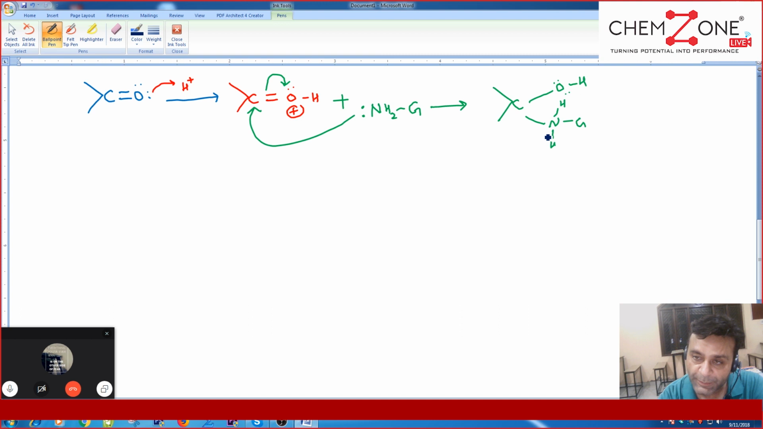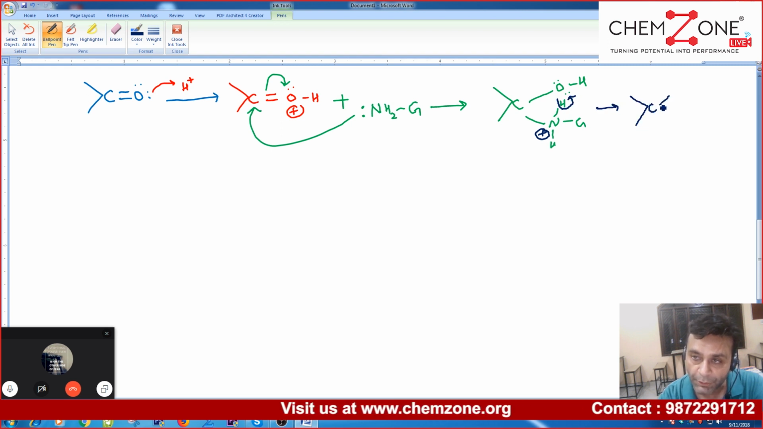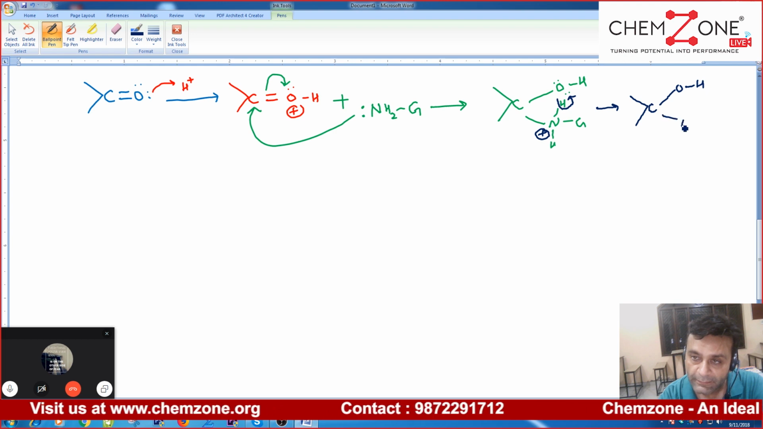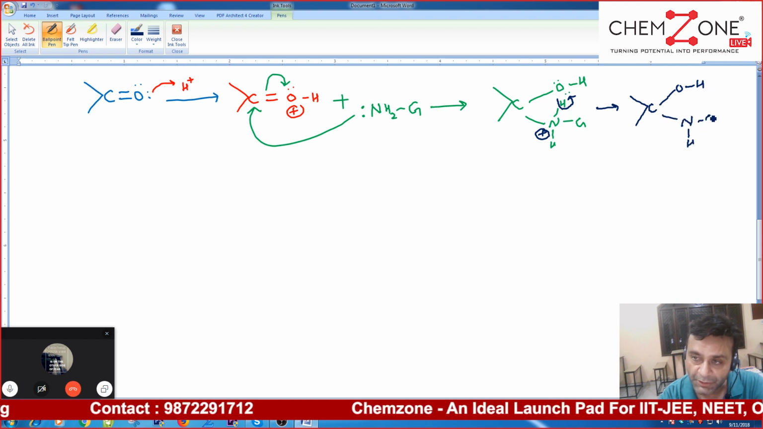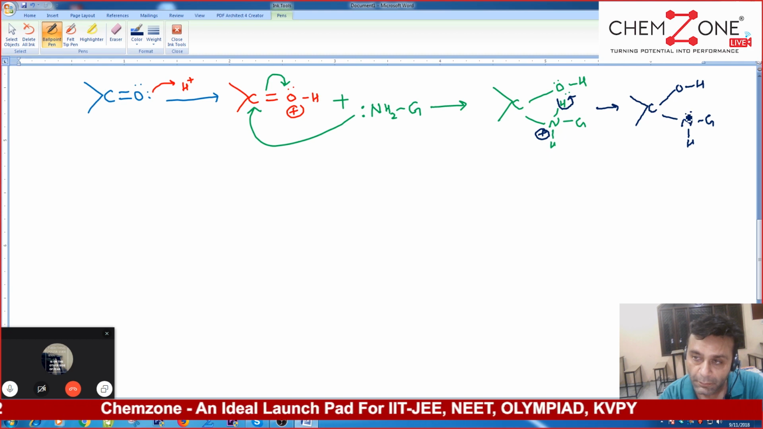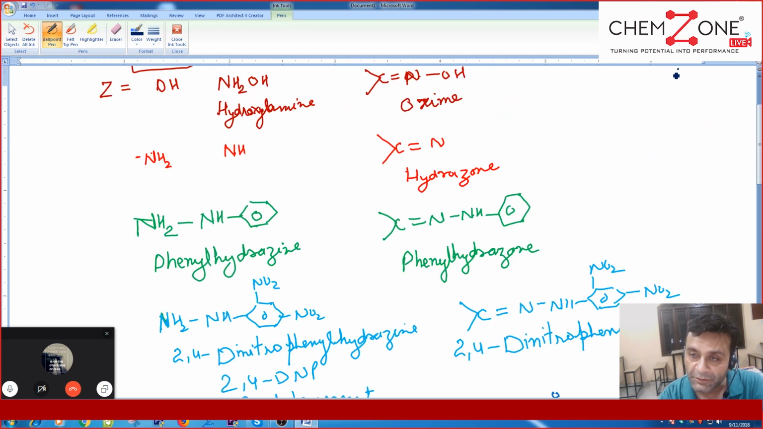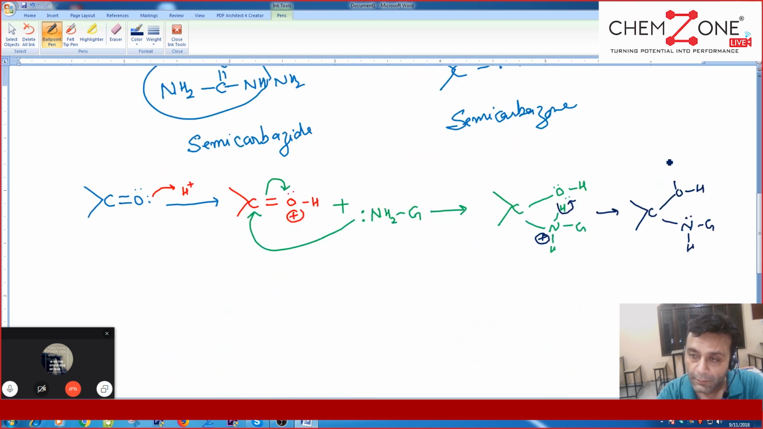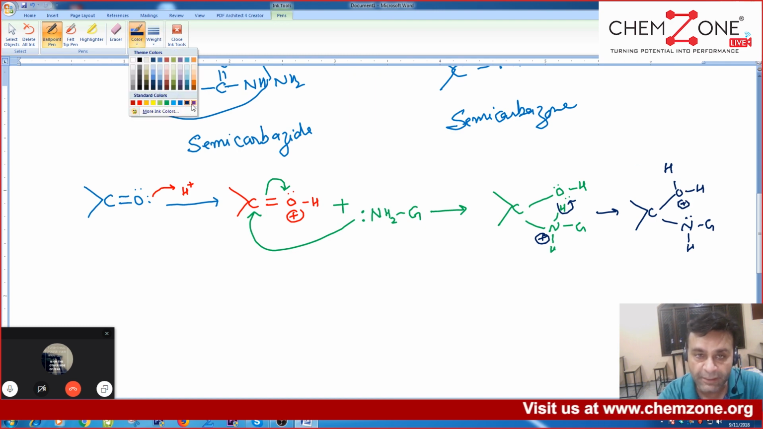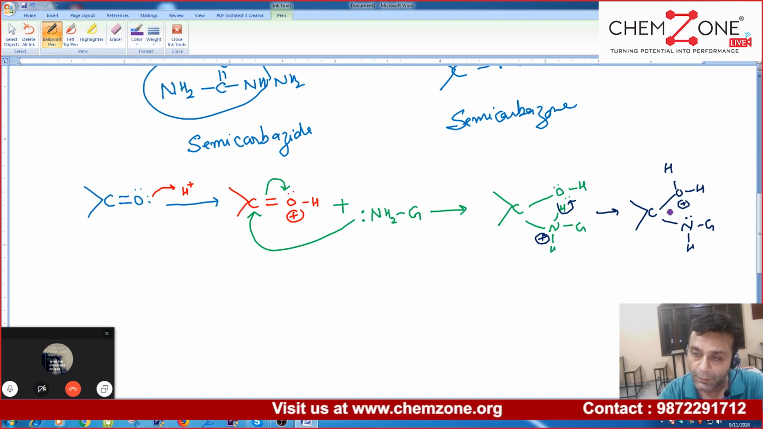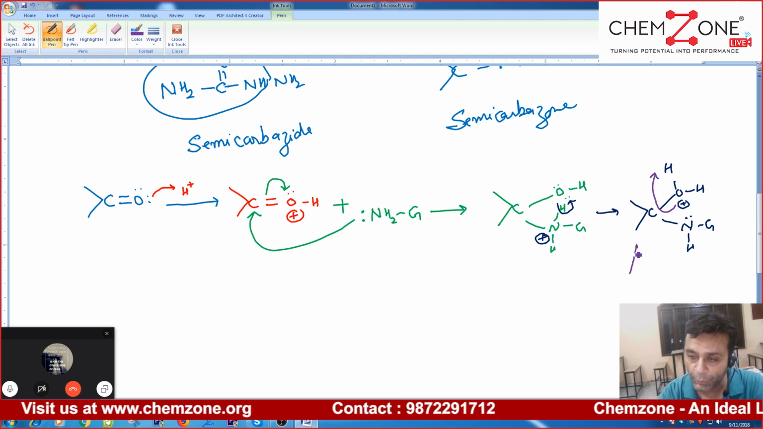Now this becomes a positive charge because nitrogen has lost one electron. Now the H goes to this side, it forms OH, and this is an NH with a G. And now this becomes positive, right? Oxygen carrying a positive charge is stable or unstable? Unstable. So it gains electrons from the carbon and goes out as neutral water.